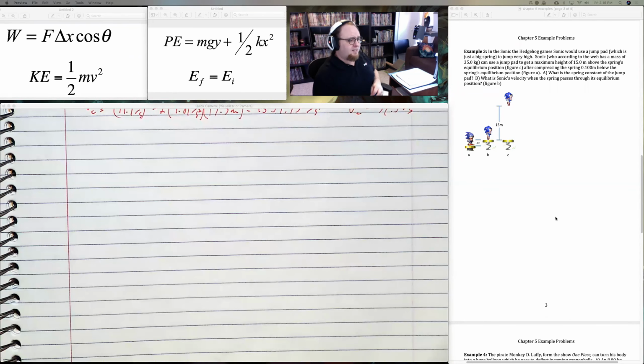And this says, in the Sonic the Hedgehog games, at least the old school ones, because I usually deny the acknowledge of newer ones, Sonic uses jump pads, which is just a big spring, to jump very high. Sonic, who, according to the web, has a mass of 35 kilograms, because of course Sonic's exact mass is a known quantity, can use a jump pad to get a maximum height of 15 meters above the spring's equilibrium position, after compressing the spring 0.1 meters below the spring's equilibrium position. What is the spring constant of the jump pad? And later on, what is the velocity when the spring passes through equilibrium?